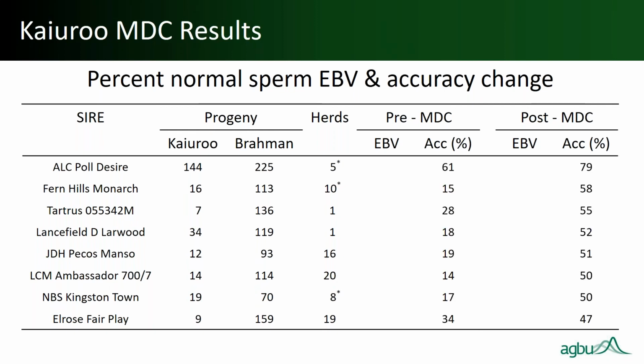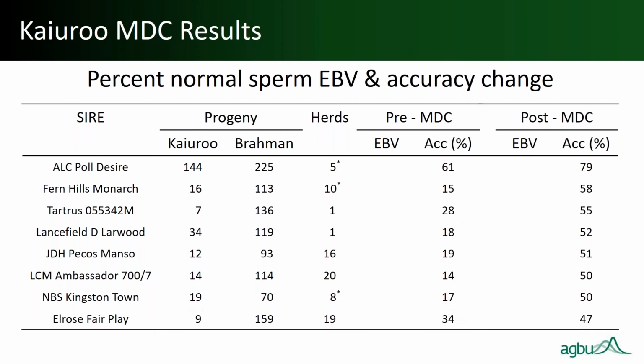And I think the really key information to take from this table is how EBV accuracies change. So it's the accuracy that's important, not the EBV itself. And for Pole Desire, who is a well-described bull already, he's still increased almost 20% on the back of the recording that occurred as part of this project.